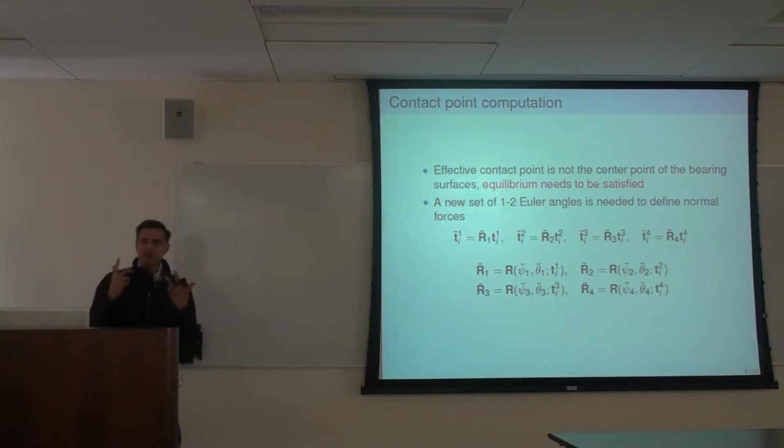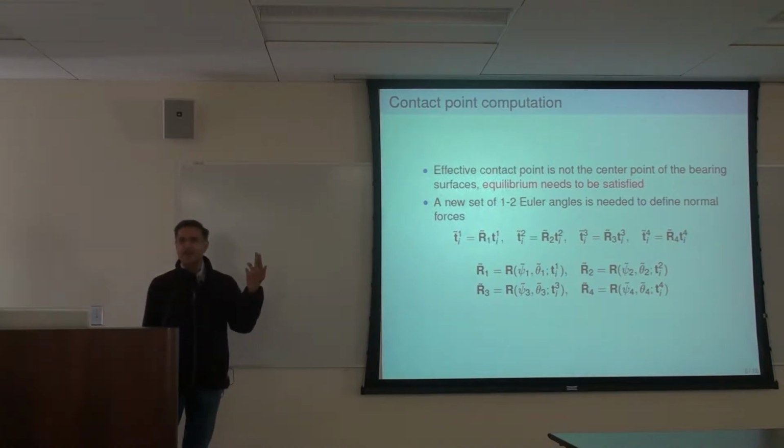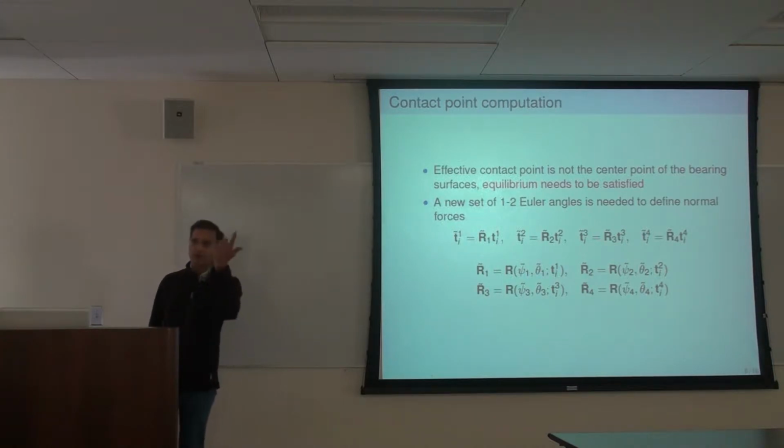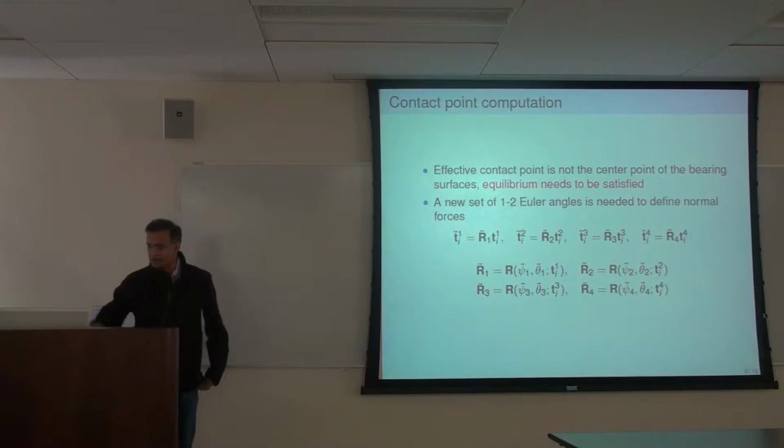So you have to actually compute where the effective reaction point is. And so this introduces another set of unknowns into the problem. So you need to do that. So you need another set of Euler angles to compute where the resultant force is going to act on the bearing surface. And so that's what these tildes are.